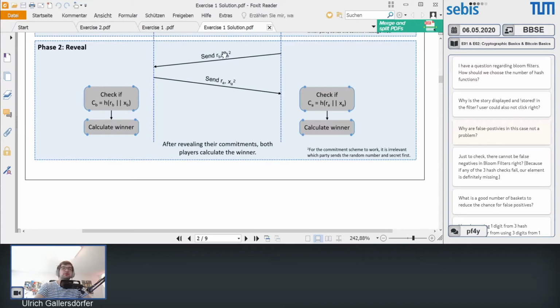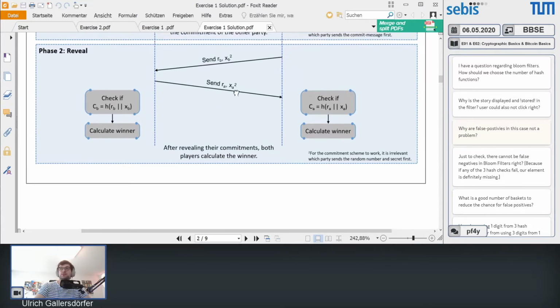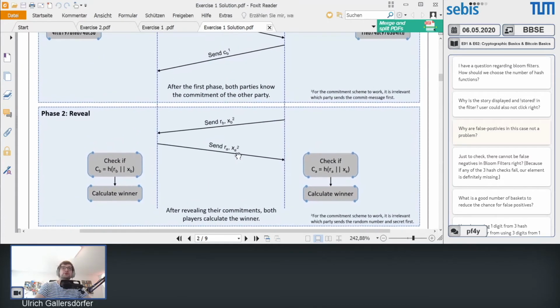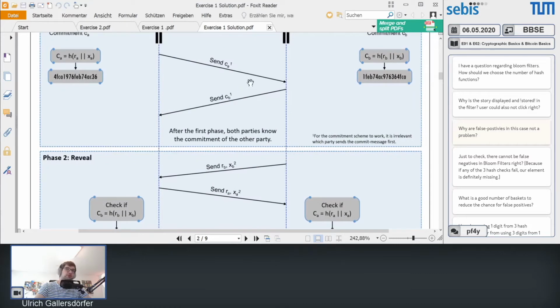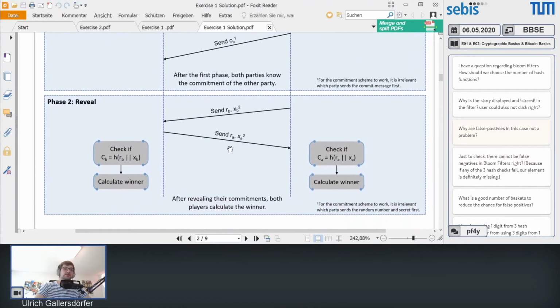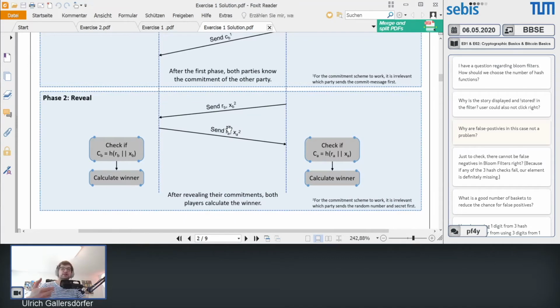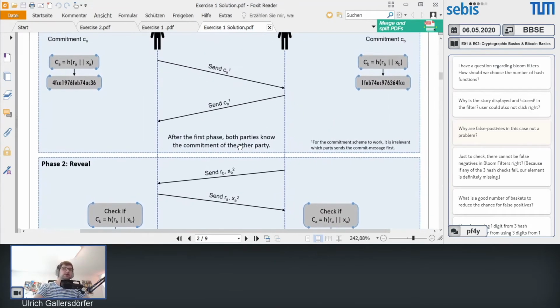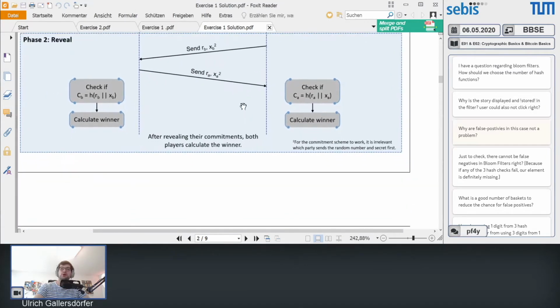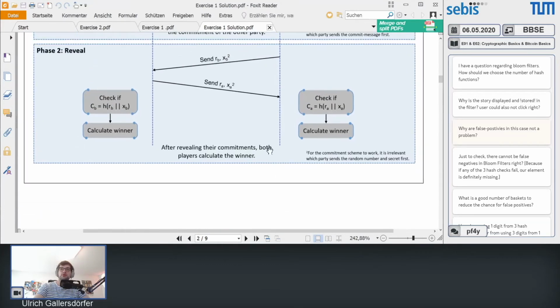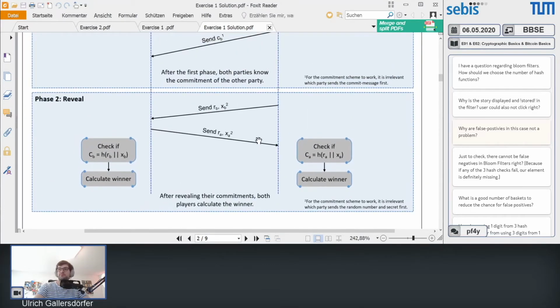Also, it is irrelevant which party was first. The order of the sending of the messages here is not important. In general, this is an example to say how this could work on chain, and how you would do something like that.